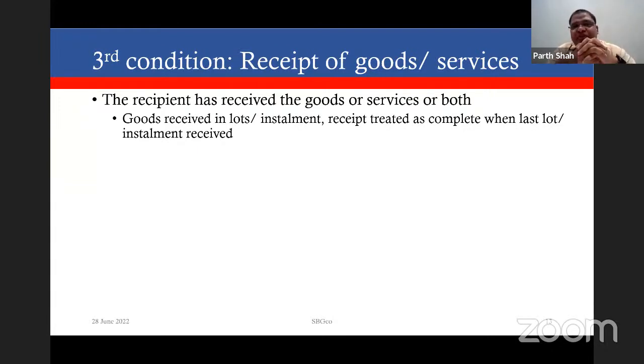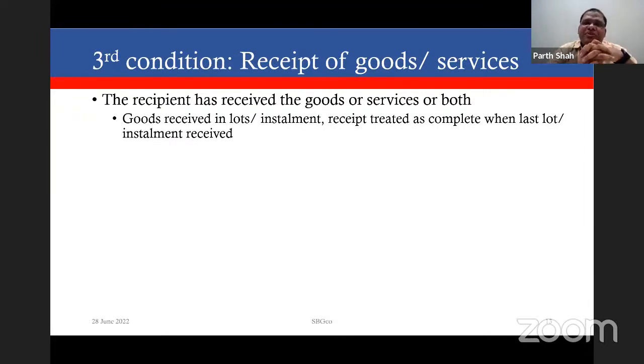So far as services are concerned, we have a bit of a challenge. Services being intangible in nature, we cannot track as such, but again, there are documents like service completion reports and all, which we can keep as a proof to demonstrate that yes, you have received the services. Again, you have to note that this condition is actually not a prerequisite for claiming input tax credit.